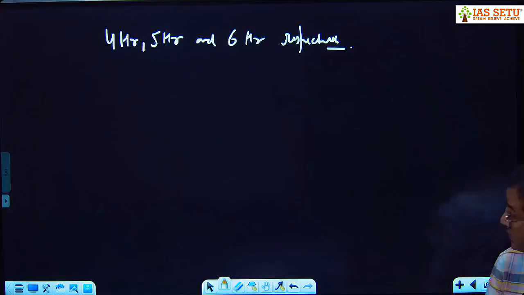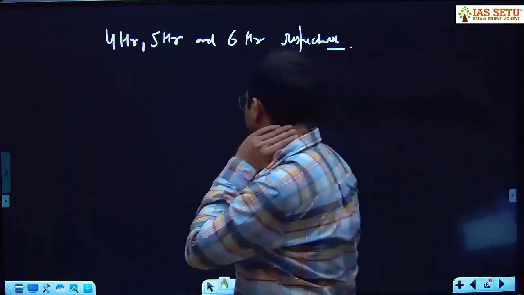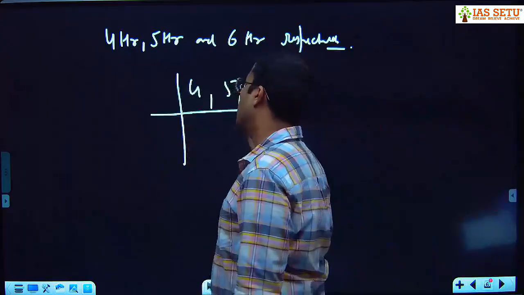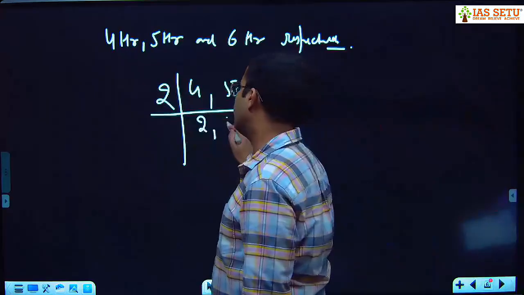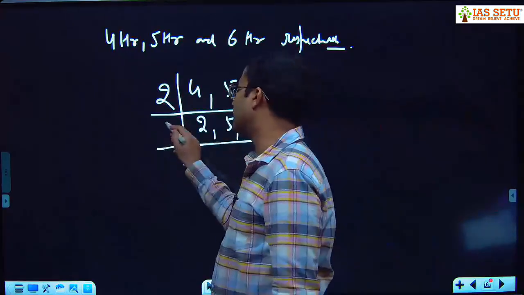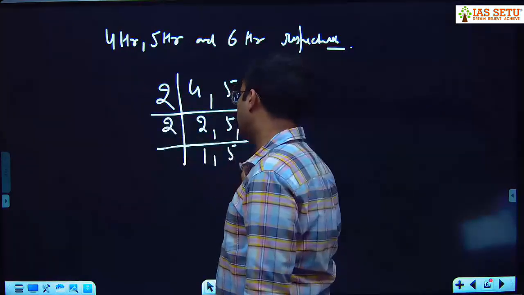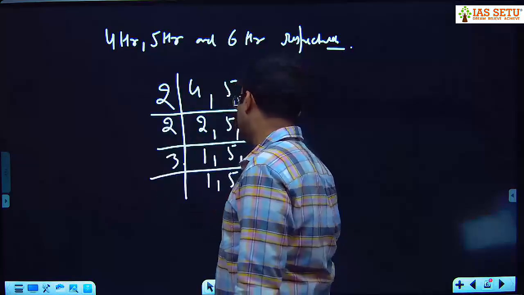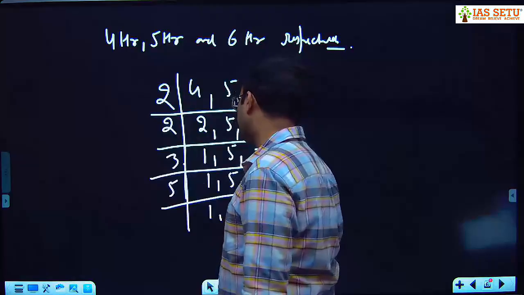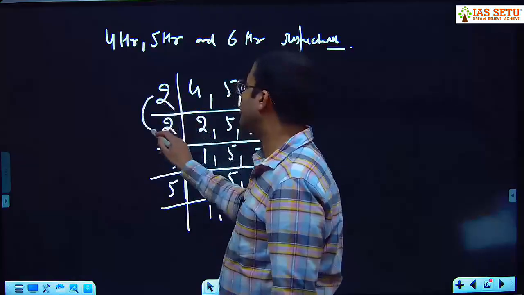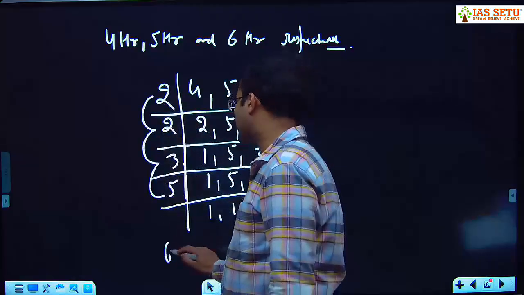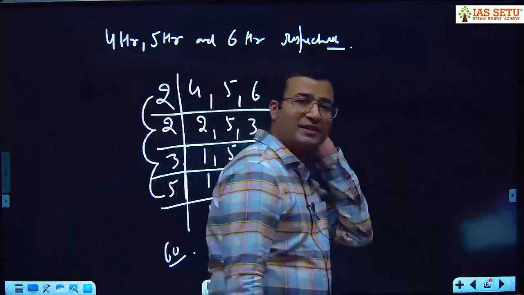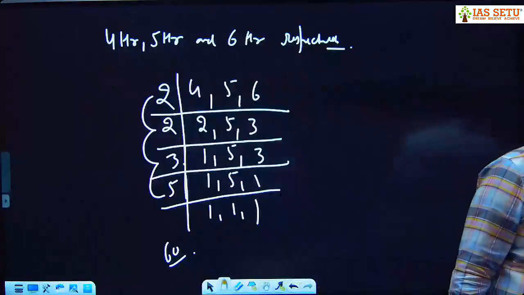Guess what is the LCM of 4, 5, 6? 2 common: 2, 5, 3. 2 common: 1, 5, 3. 3 common: 1, 5, 1. 5 common: 1, 1, 1. So 2 into 2, 4 into 3, 12 into 5, 60. So after 60, all these three athletes will meet at the starting point again.